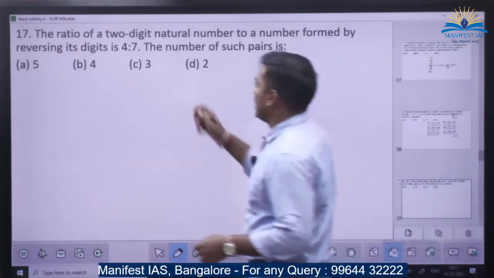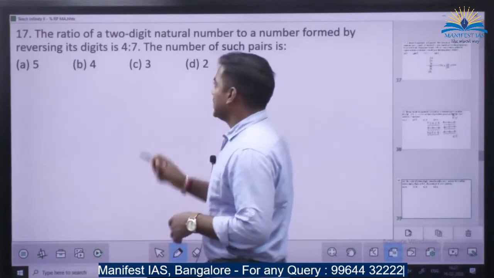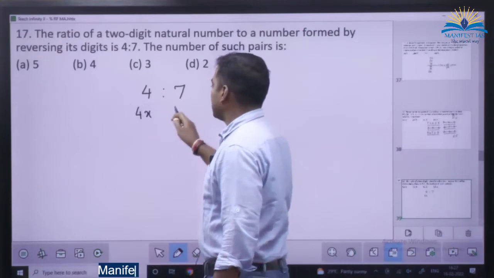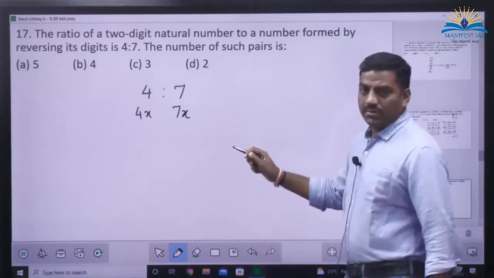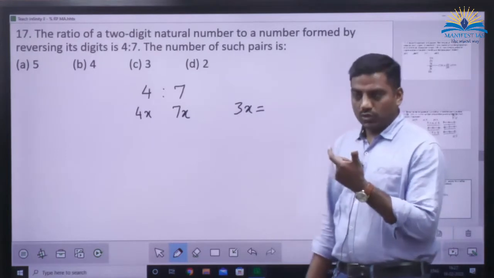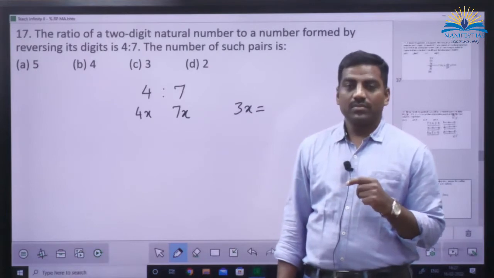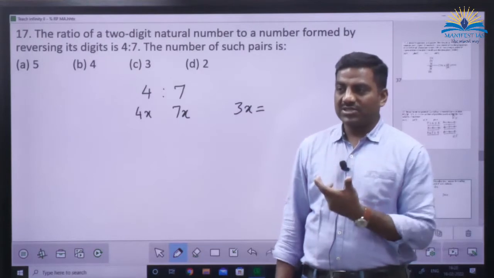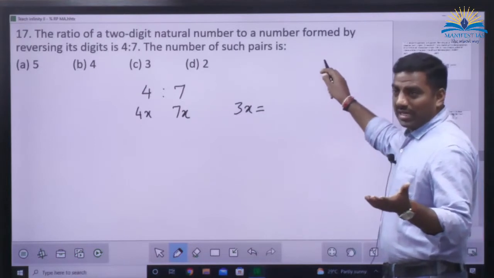We'll see. Okay. The ratio of a 2-digit natural number to the number formed by reversing its digits is 4:7. So can I take the numbers as 4x and 7x? Yes. What is the difference between them? 3x. But I have told you, whenever you take a 2-digit number and reverse it, take the difference. That will be a multiple of... Take a number and its difference. Work it out. At least now you work it out.